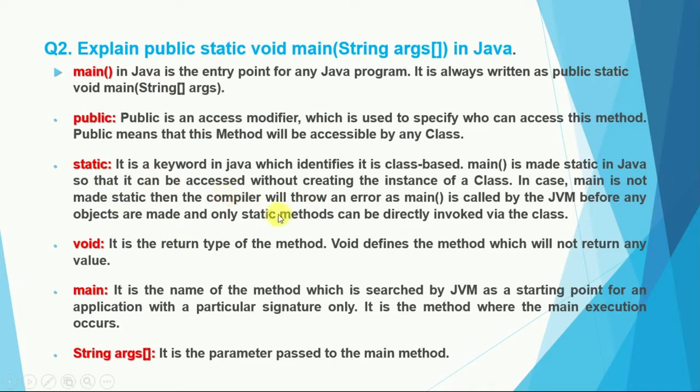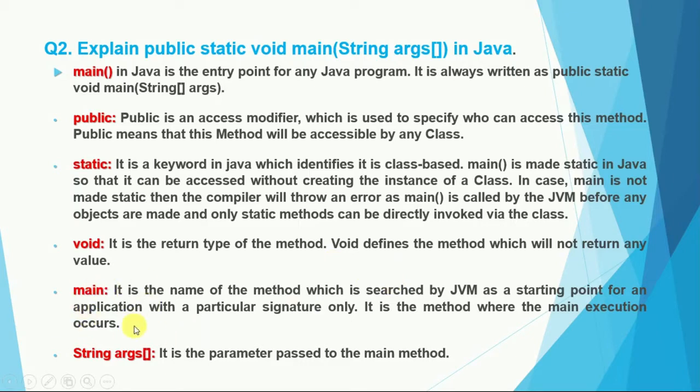If we use a static method, we don't need any object to initialize and to call this method. So we basically use this static method, and by this we can directly invoke it via the class. So what is the purpose of this void? You already know about the void in C and C++. It is the return type of the method, and void defines a method which will not return any value.